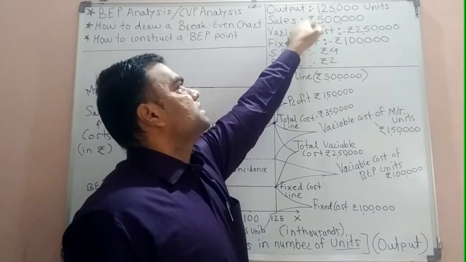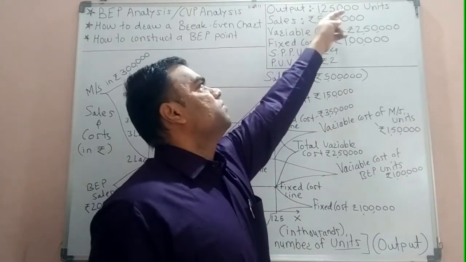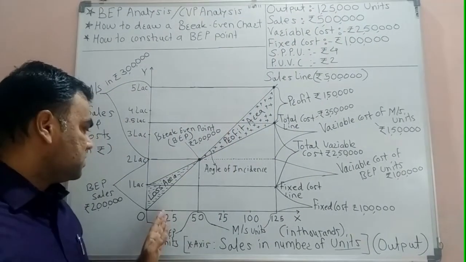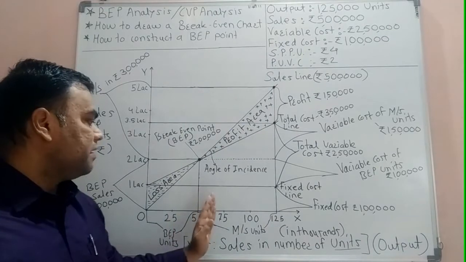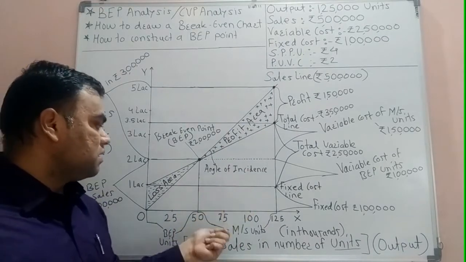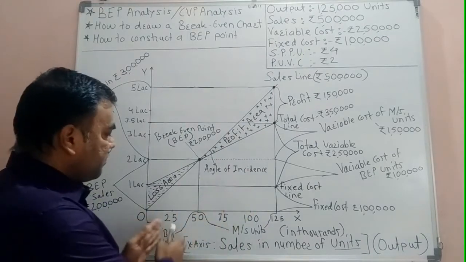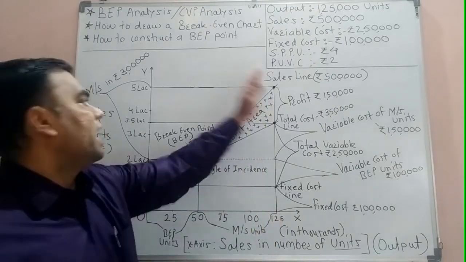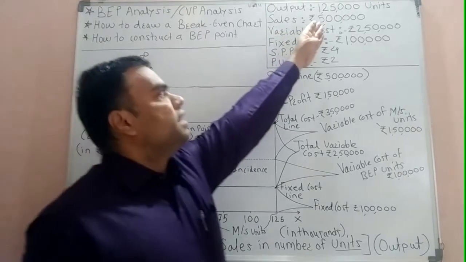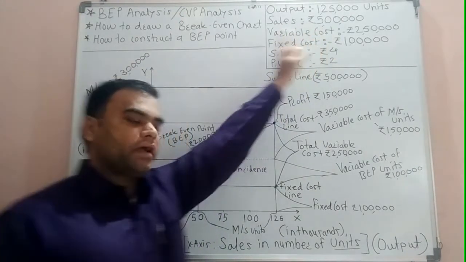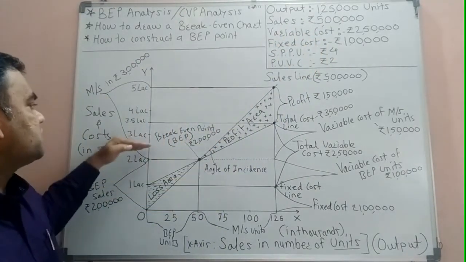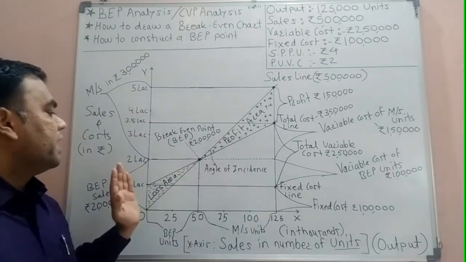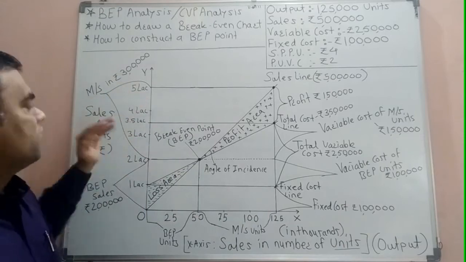So output and sales are the two variables. If we divide by 5, then 1,25,000 divided by 5 is 25,000. So between 2 points there is a difference of 25,000. So 5 points on the x-axis and 5 points on the y-axis. 5 lakh divided by 5 is 1 lakh. So the difference between each point on the y-axis is 1 lakh. So we have made 5 points on the x-axis and 5 points on the y-axis.